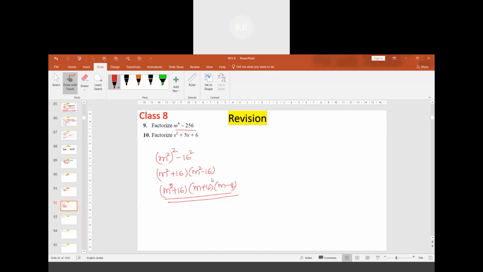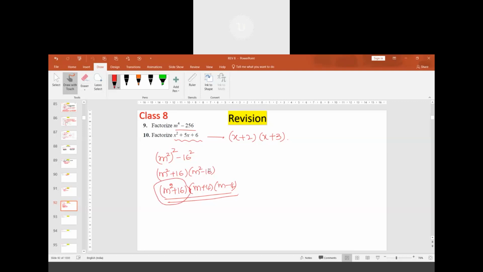Yes, this one is easy. We can write x plus 2 into x plus 3. Sir, can you simplify m square plus 16? Can m square plus 16 be further factorized? No, sir, it cannot be further factorized.